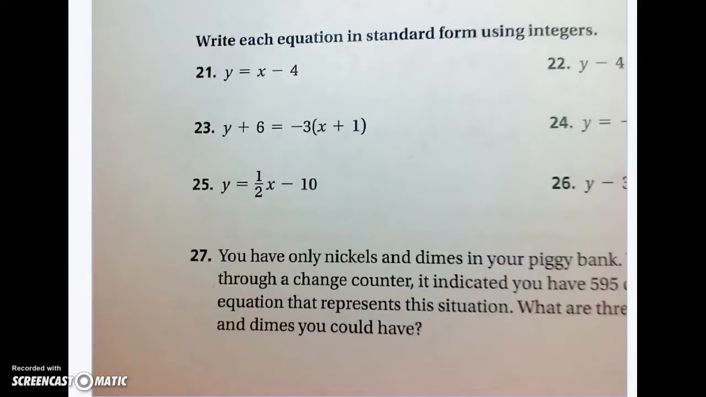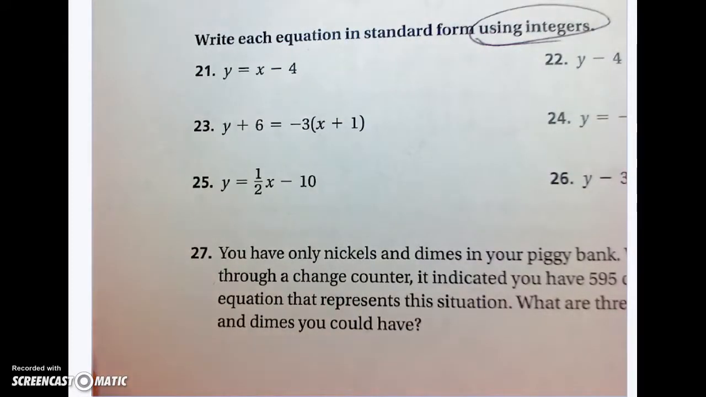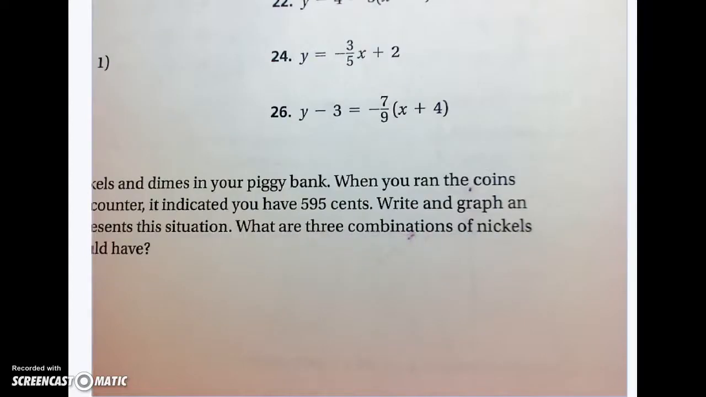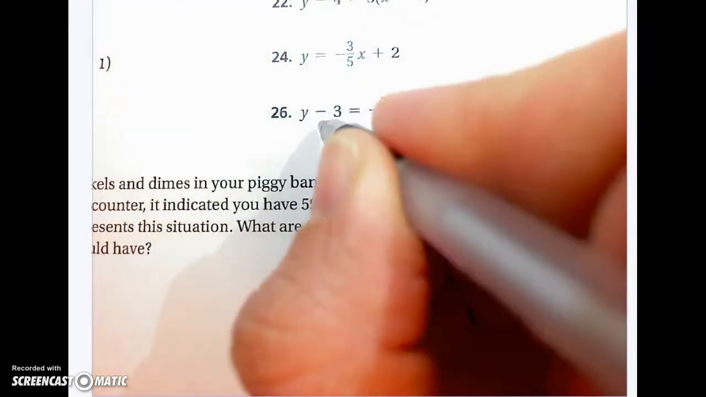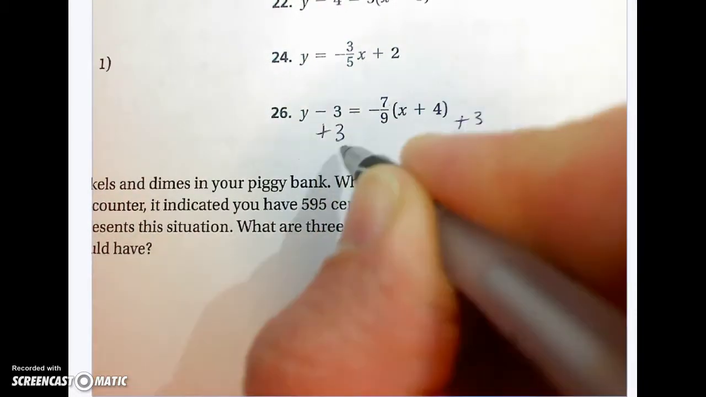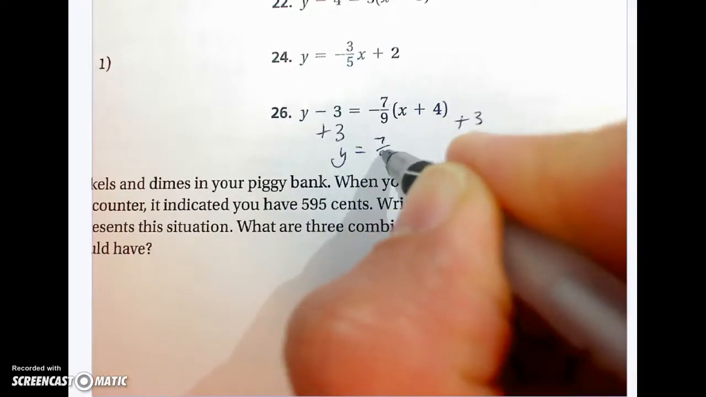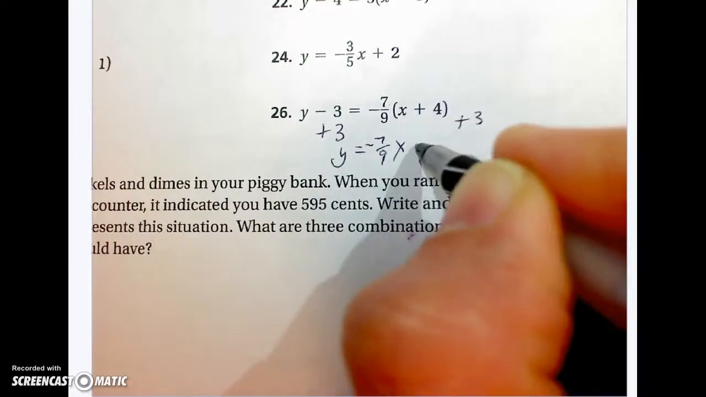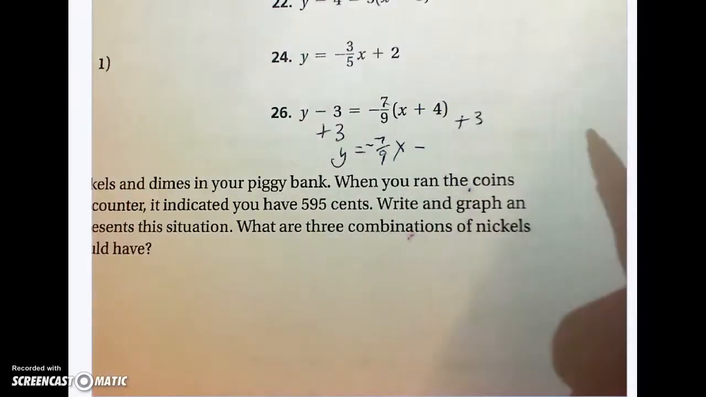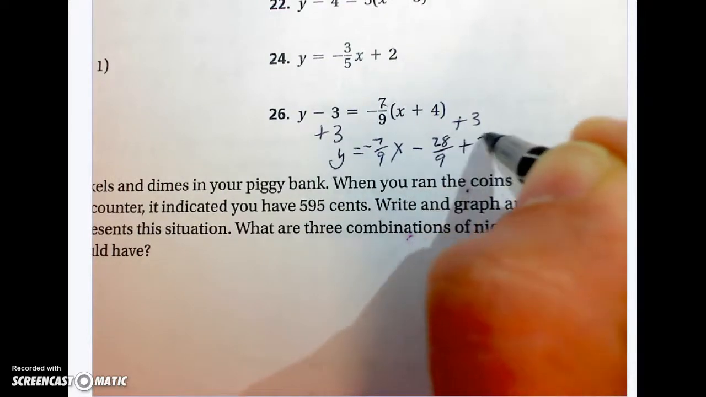On the back side of your paper, it says write each equation in standard form using integers. So we cannot use fractions. So I am going to work on number 26. So I know I need to add 3 to both sides. So y is equal to negative 7/9 x, because I'm distributing, minus 7 times 4 is 28/9 plus 3.